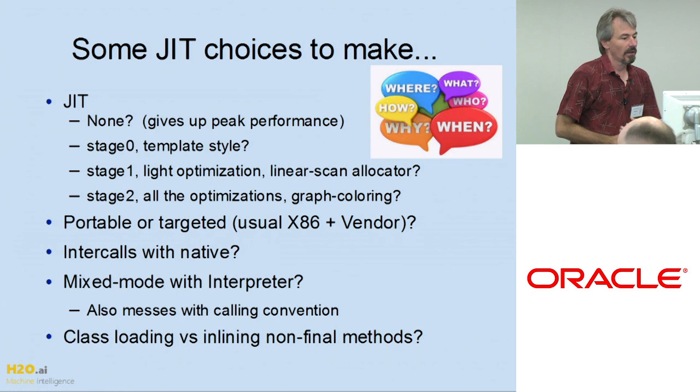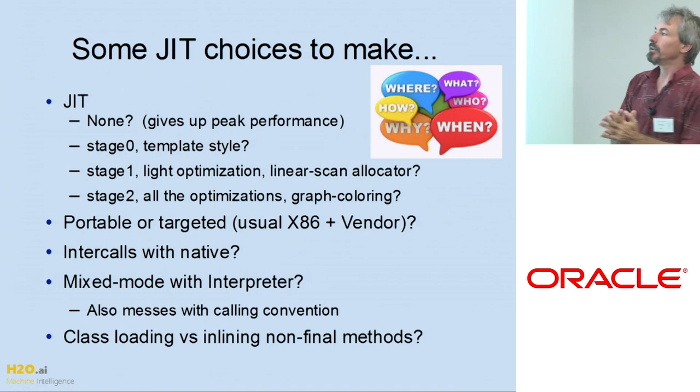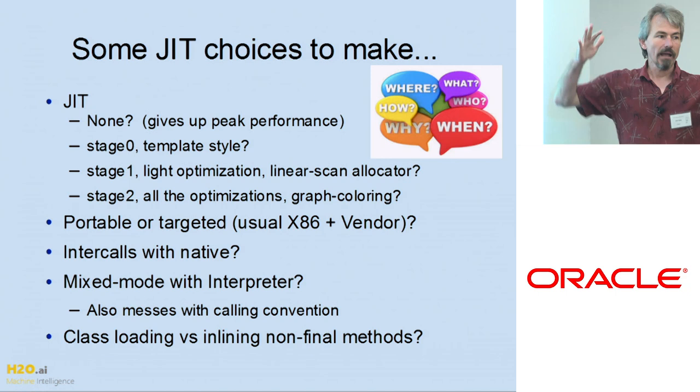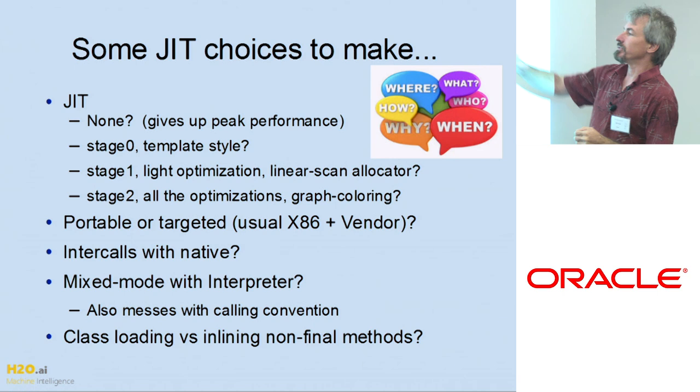So people talk about, hey, I'm going to give up the interpreter. I'm going to have a stage zero JIT, a template style. Just slap out machine instructions as fast as I can. And then there's a lightweight optimizer, I'll call this C1: linear scan allocator, some classic, obvious high-payoff constant folding, CSE kind of things, inlining, obviously. Or C2, which is every possible bell and whistle you can imagine.